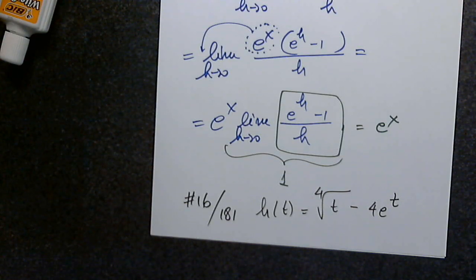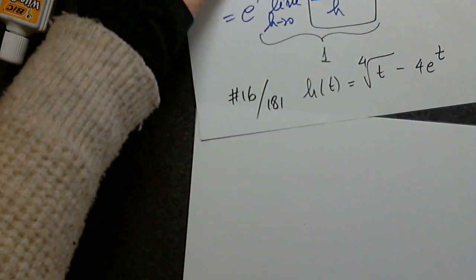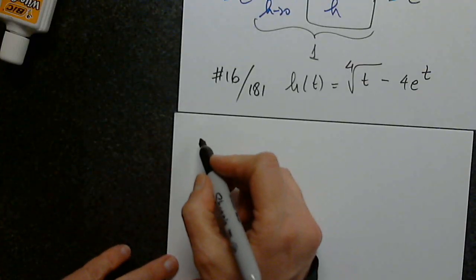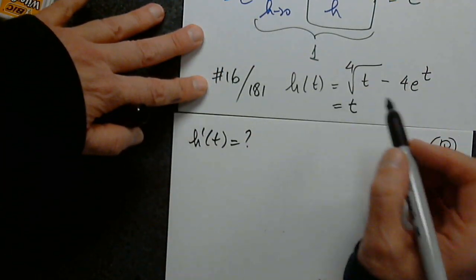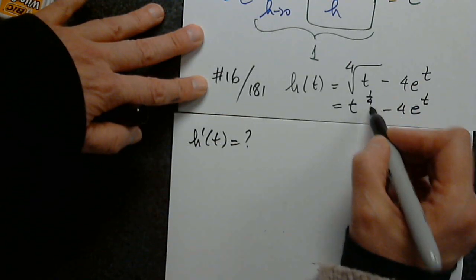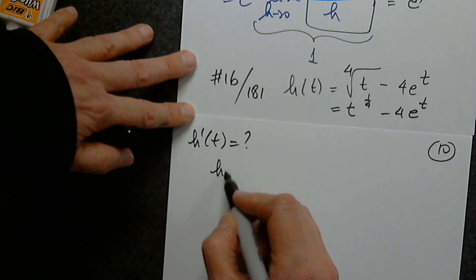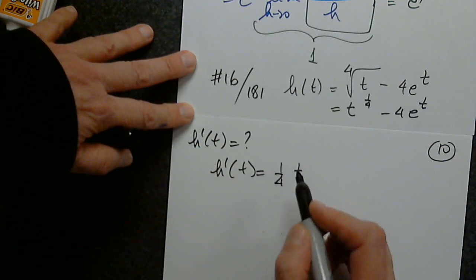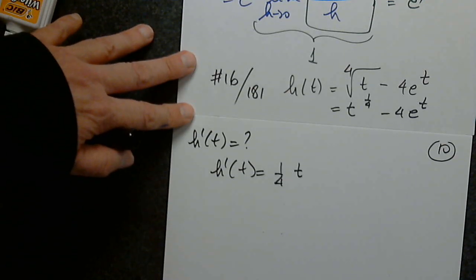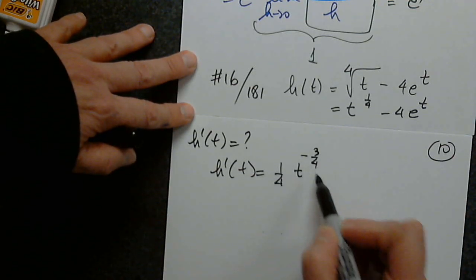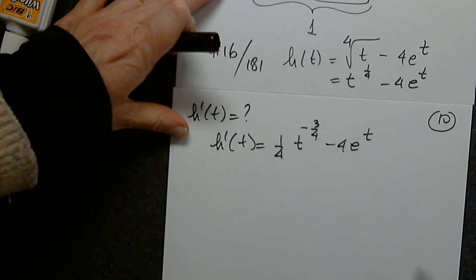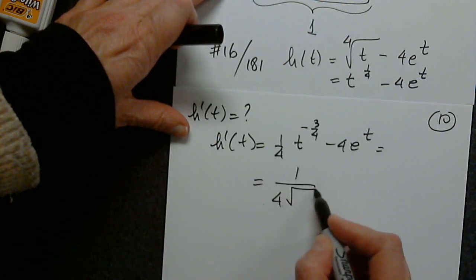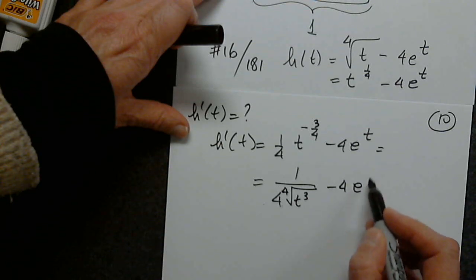I see a difference of two functions. I differentiate, no problem. So h prime of t, this is what I'm asked to determine. I will change this into t to which power? Very good, awesome, 1/4, great job. So then h prime of t will be 1/4 t to 1/4 minus 1. You have a quarter, and I'm giving you a dollar, so how much do you owe me? Very good. And minus 4 e to t. We don't like negative exponents in the final answer. So this is 1 over 4, the 4th root of t to the 3rd, minus 4 e to t.